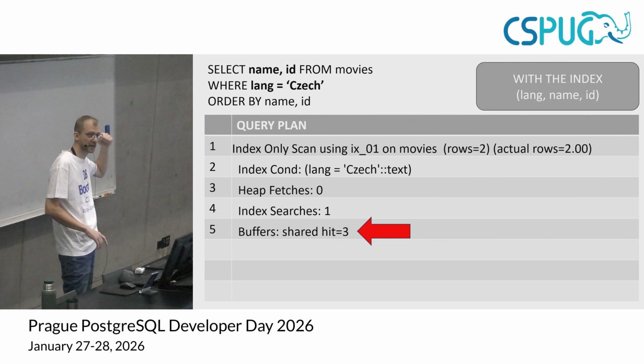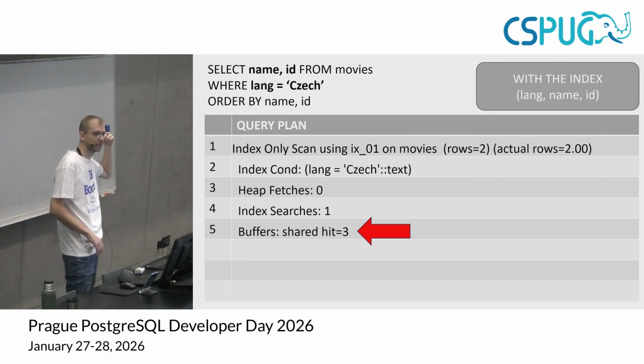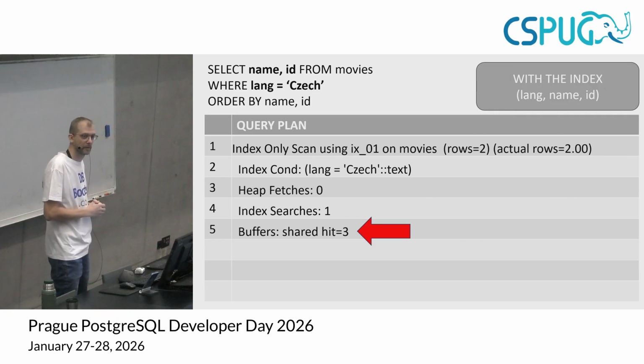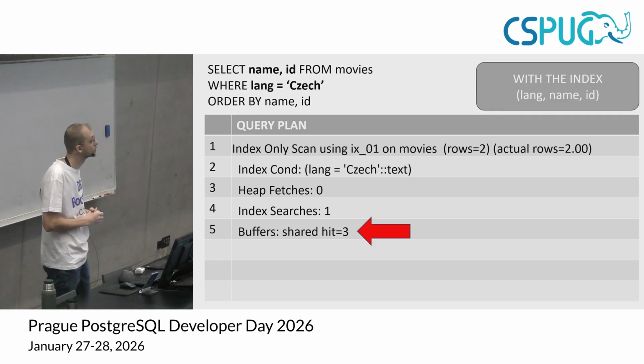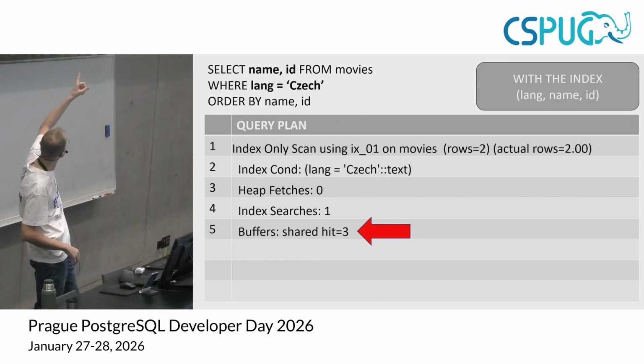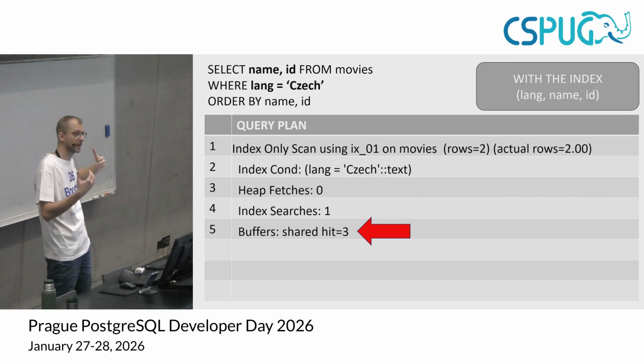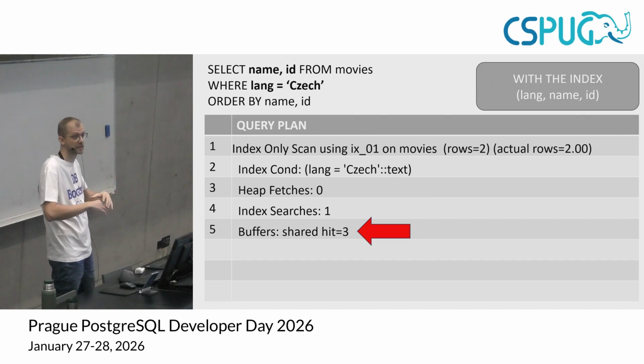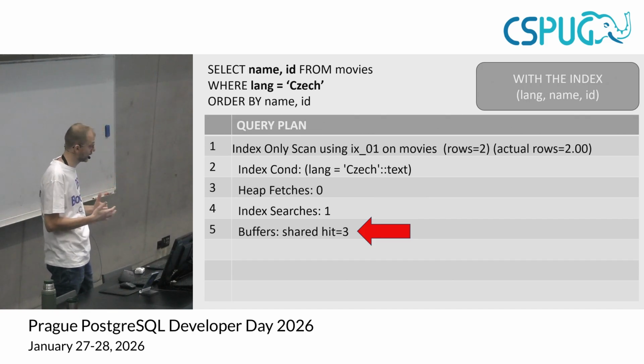Do you know what's the third page? Yeah, it's the visibility map, because to avoid these heap fetches, you need to check if your rows are visible. So there is something called the visibility map, stored again as a page, and you need to hit this visibility map page.